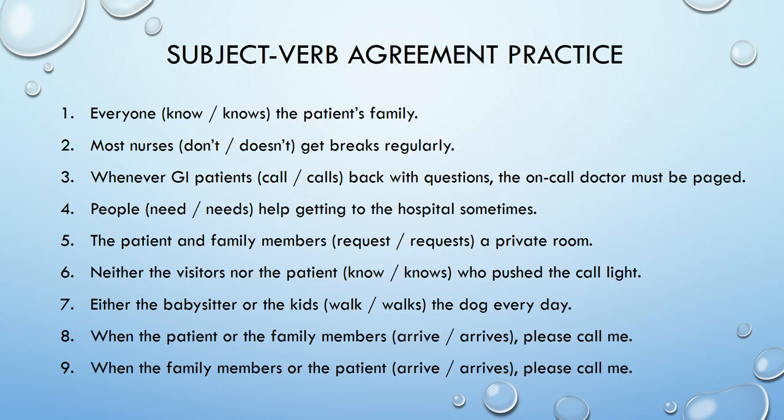All right, so we have some subject-verb agreement practice here. You have: everyone know or knows the patient's family. So again, remember with those indefinite pronouns, look for the one part of that. Everyone should tip you off that it's singular. So in this case, singular, third person, present tense, it has to be the S form of the verb. So everyone knows the patient's family.